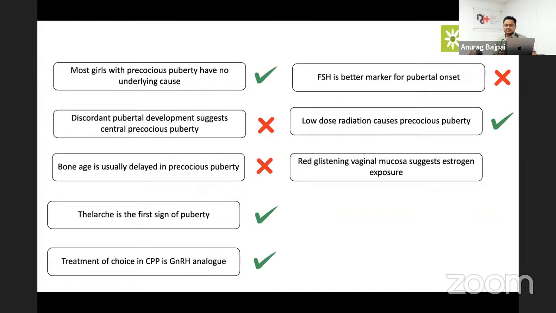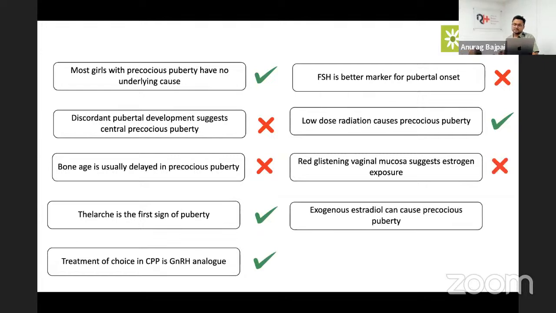The next is, red glistening vaginal mucosa suggests recent estrogen exposure. I think we have discussed this, red and pale. If you have a red mucosa, it means no estrogen exposure. Pale means estrogen exposure. Next is, exogenous estradiol administration can cause precocious puberty. Yes, of course. The body is not concerned where the estrogen is coming from, whether it is coming from oral ingestion, local application, or the ovaries, it doesn't really matter. All of them will have the same effect.